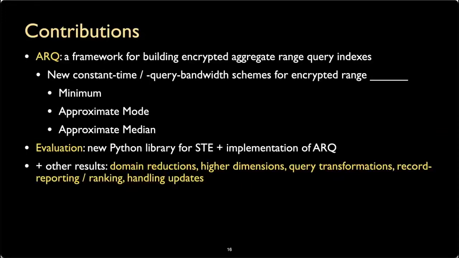We first develop a framework known as ARC, which allows one to build encrypted aggregate range query indices for basically any type of aggregate range query one might desire, as long as there is a suitable plaintext aggregate range query index that already exists. Using ARC, we're able to derive new constant time and query bandwidth schemes for encrypted range minimums, approximate modes, and approximate medians, and in some cases, improve upon the storage bounds already given in the Demertzis 2018 paper. We also back up these results with a formal implementation and evaluation of these schemes. Our paper also includes some other results that we don't cover in this presentation.